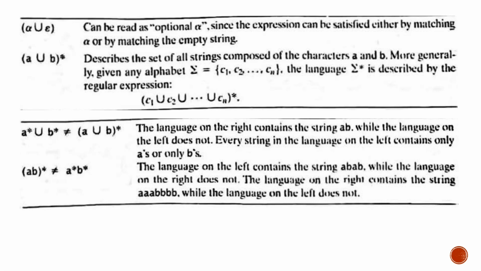What is this? A union B whole star means what? First I will take A, next B, next A. It means I can have any combination of A's and B's. But here it is not possible. Either I can have only A's or only B's. Here I can have the combination of A's and B's. Next case, AB whole star means I can have the repetition of AB, AB, AB like that. Here it can be A star, B star, meaning first I should have all the A's, then the B's. Fine. So these two are not equal. While writing the regular expressions, you should be careful.